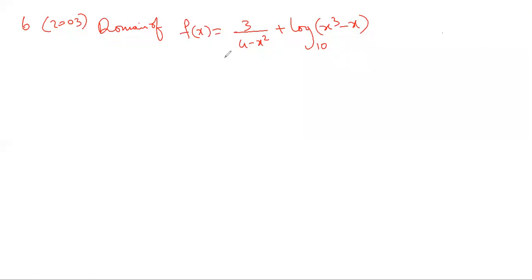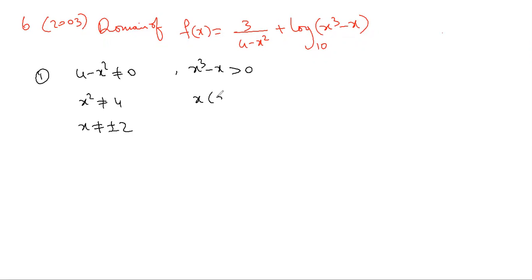We have two domain conditions. What are they? The first one is the denominator condition 4 minus x square not equal to 0 and x cube minus x greater than 0. 4 minus x square is not equal to 0 means x square not equal to 4. x not equal to plus minus 2.